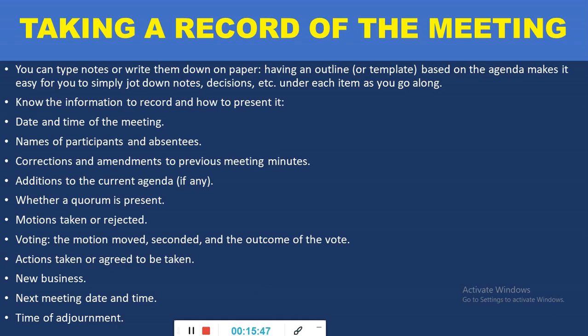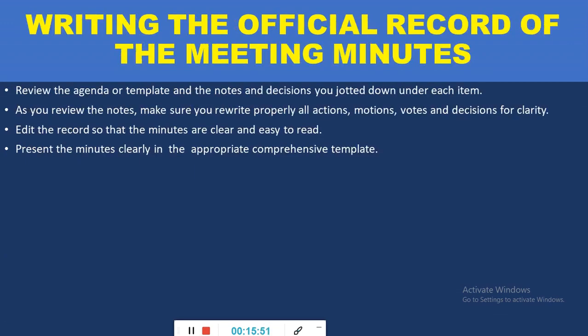So you can get such software that will be of help to you in capturing the major points of the meeting. Now, having seen how to take the record, then the next thing will be writing the official record of the meeting minutes. You know, after you have taken the record during the meeting, there will be need for you to sit down and then write the actual official record of the meeting minutes.